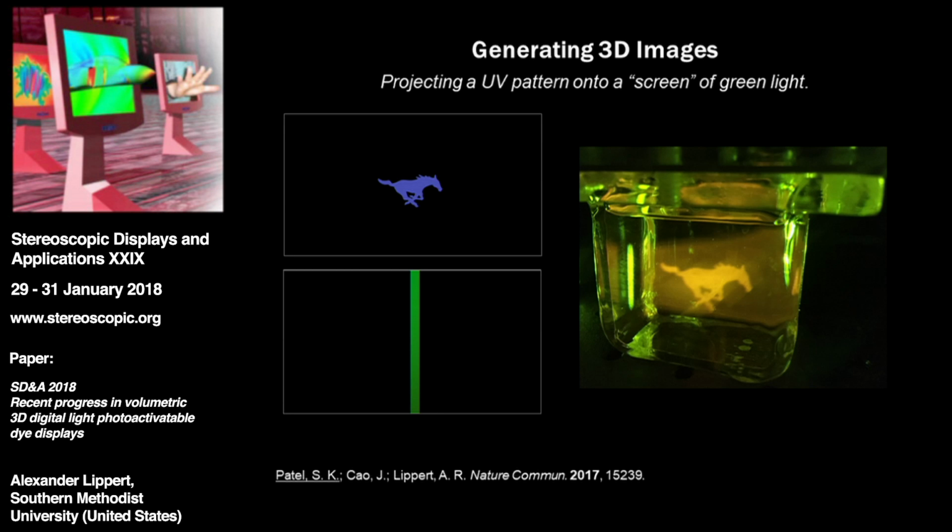So we tried to see what types of images and animations we could make. So the first thing we did was the SMU mascot, the Peruna. How we do this is we project a bar, which makes kind of a green plane of fluorescence activation, and then we do a UV pattern of the horse. So wherever the UV pattern intersects with the green light, we get a nice high-resolution image of Peruna, the SMU mascot.